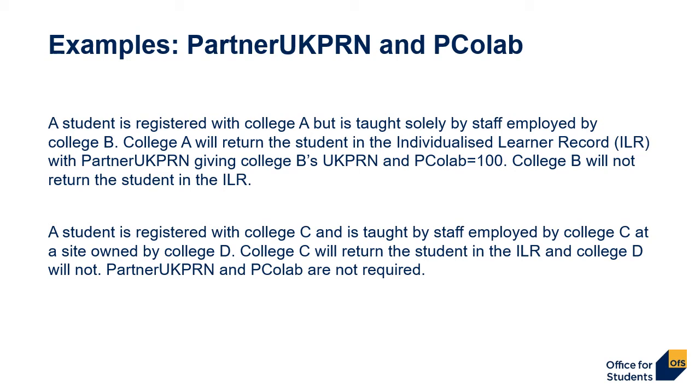The second example is where a student is registered with College C and is taught by College C's staff at a site owned by College D. College C will return the student, and PartnerUKPRN and PColab are not required, as there is not a partner provider delivering teaching. College D will not return the student in the ILR.